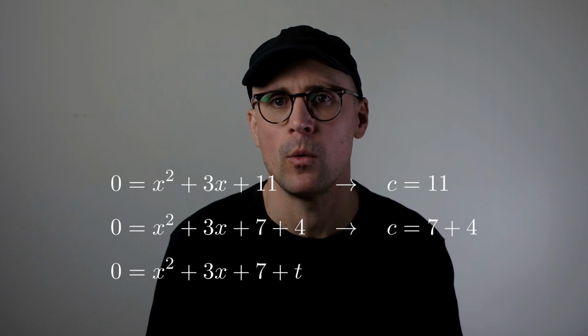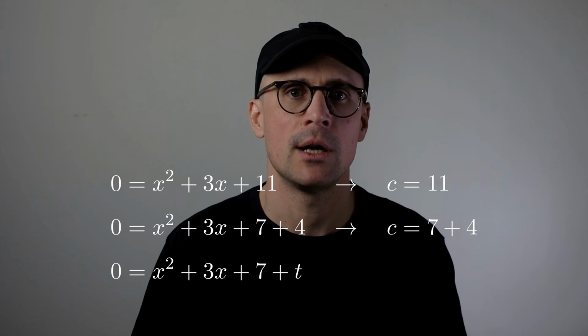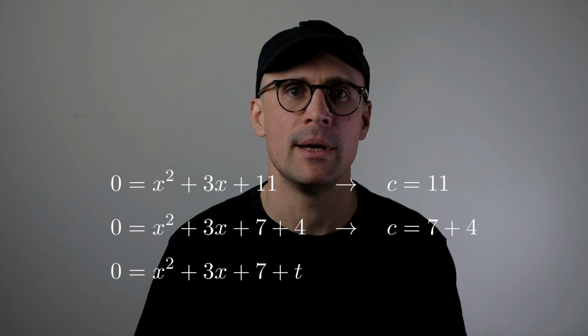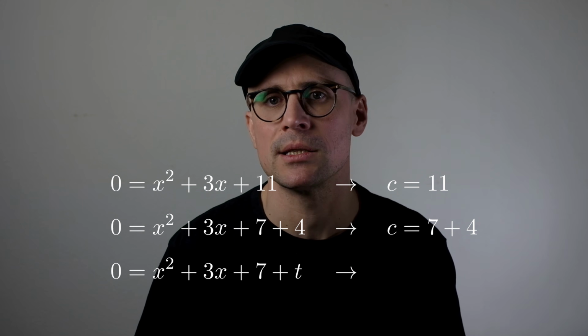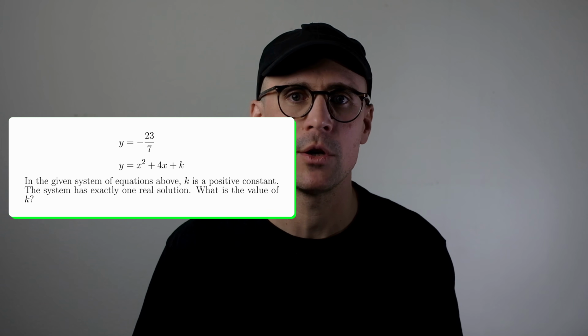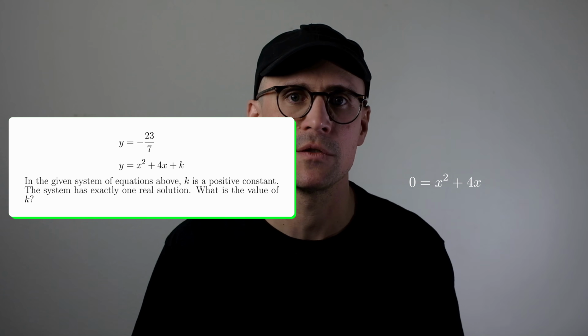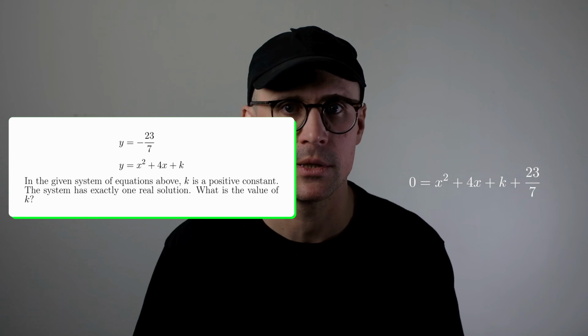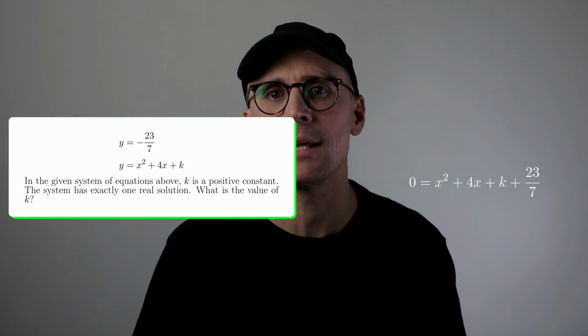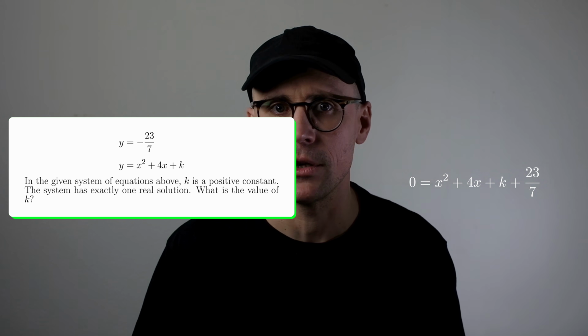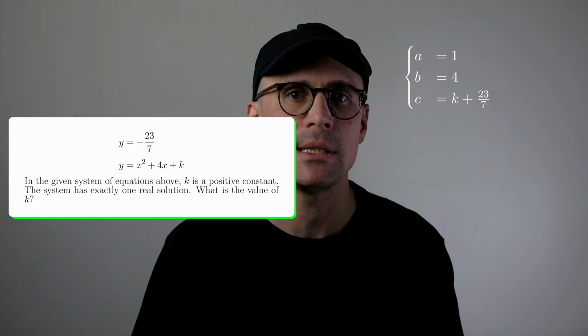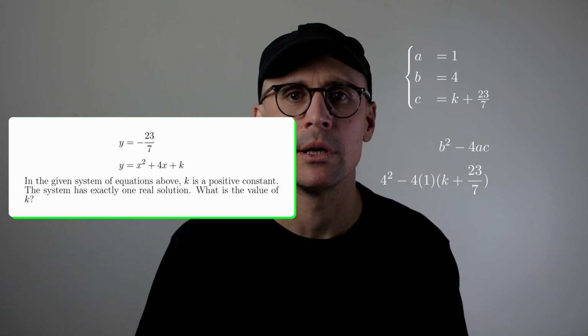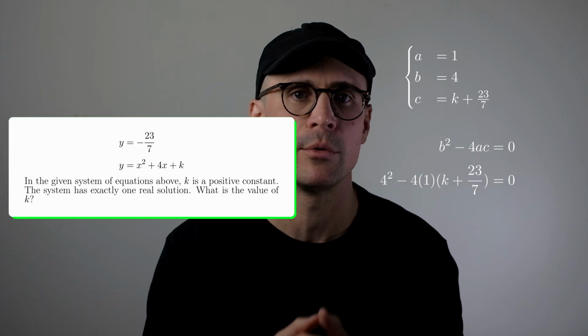Similarly, if you have this equation, the C value will be the whole constant term together, with all of the bits that make it up. So in the simple case above, C is 7 plus t. In our problem, therefore, with the quadratic 0 equals x squared plus 4x plus k plus 23/7, the value of c is k plus 27/7. We now have our values of a, b, and c, so we can calculate our discriminant, set it equal to 0, and solve the resulting equation.